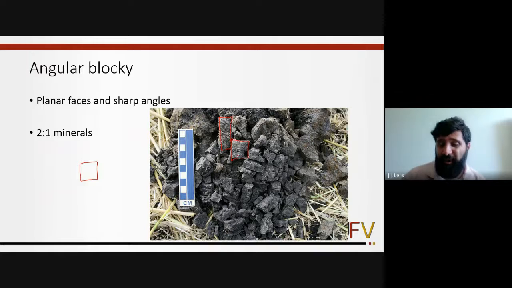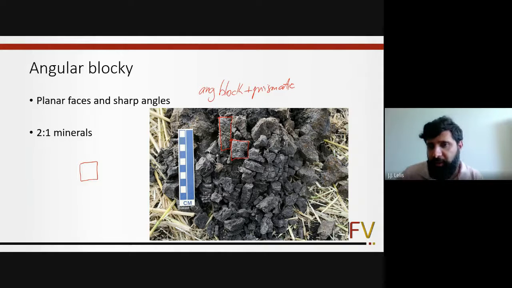Okay, so it's very common to identify more than one shape, more than one type of ped in the same horizon. So you just need to say, okay, I have here an angular block structure plus a prismatic structure. Okay, it's not a problem. We can see 1, 2, 3 structures in the same horizon. It's not a problem.